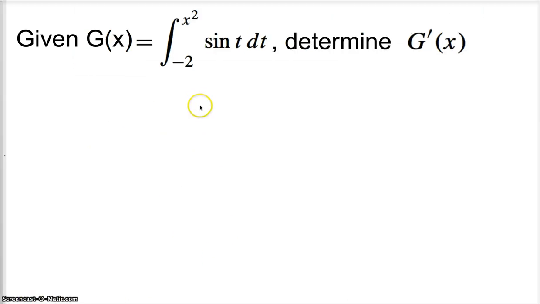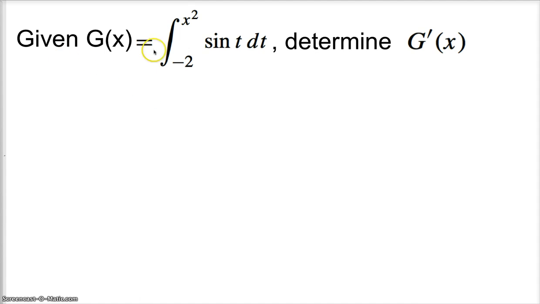Okay, one more example of applying part 2 of the theorem. We want to figure out g prime at x. And g of x is this definite integral of sine t dt. But this time we have a number here as we did before, but up here we don't have x, we have x squared. So you may be tempted just to say it's sine x squared, but that's not the case, and I'll show you why here.